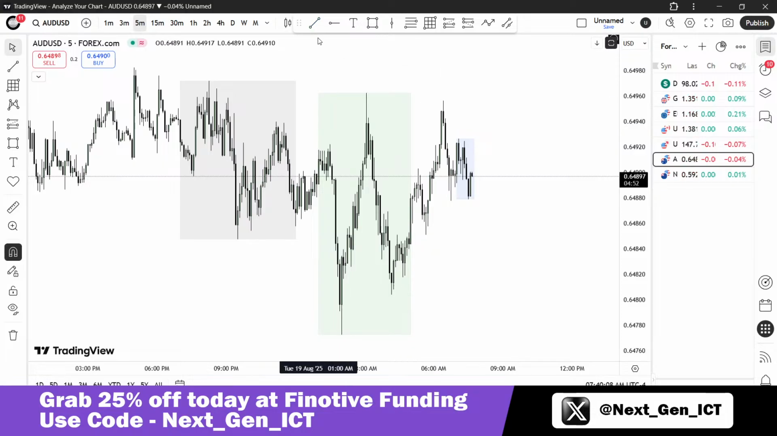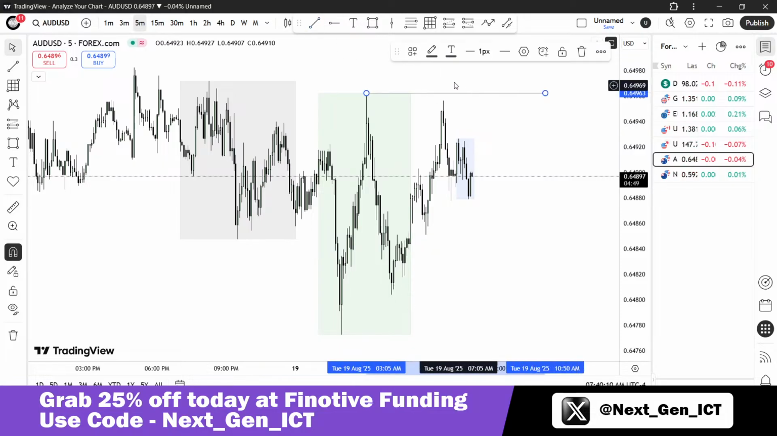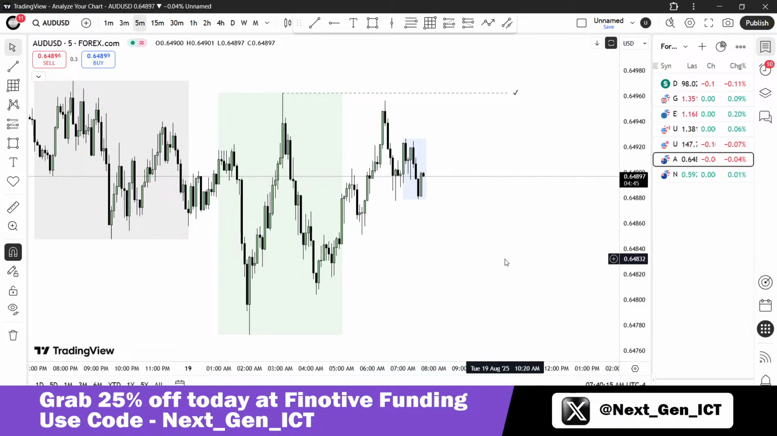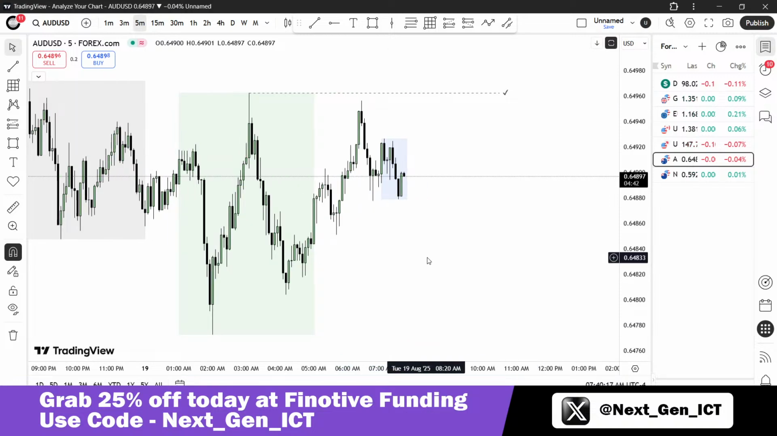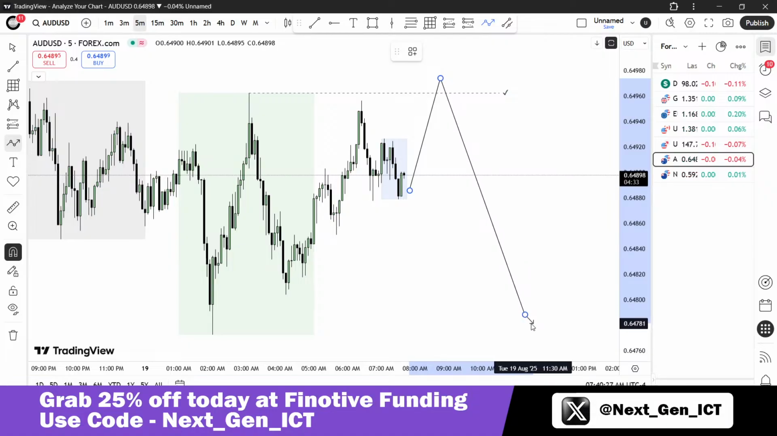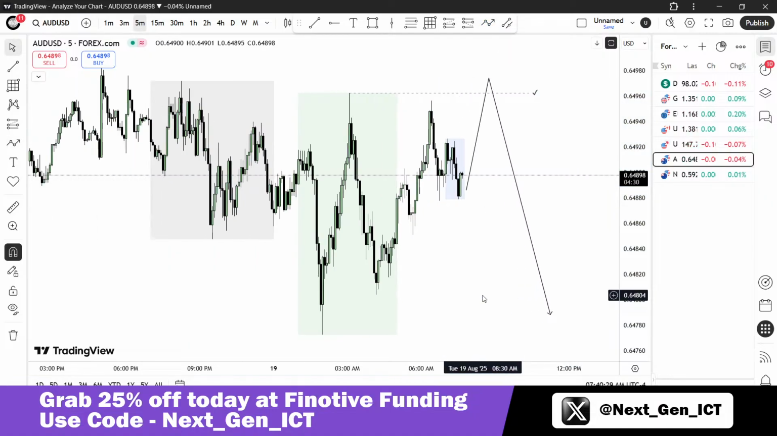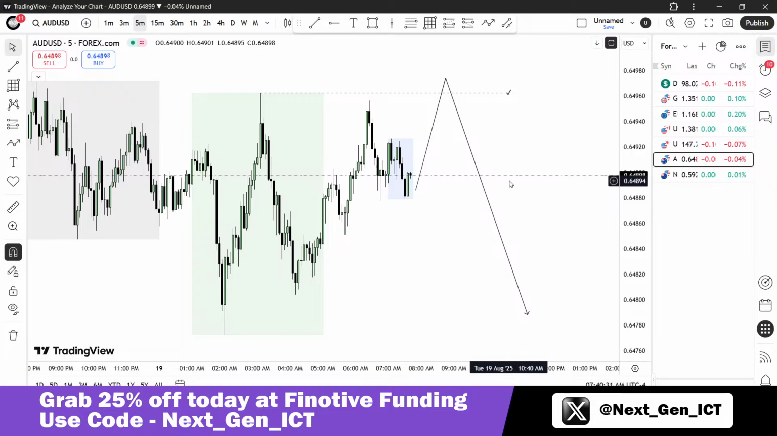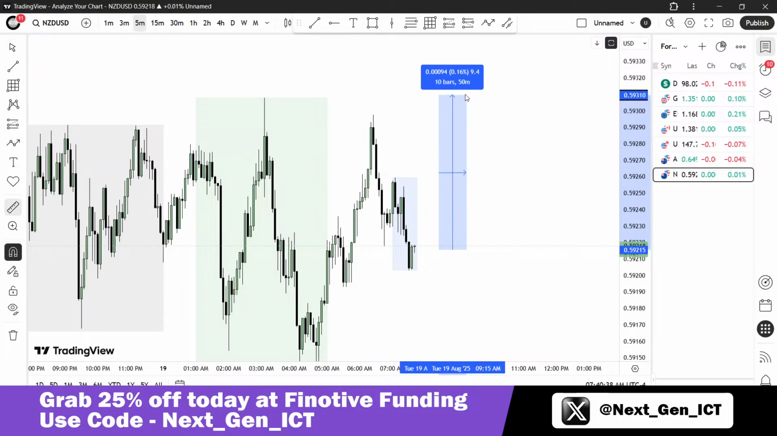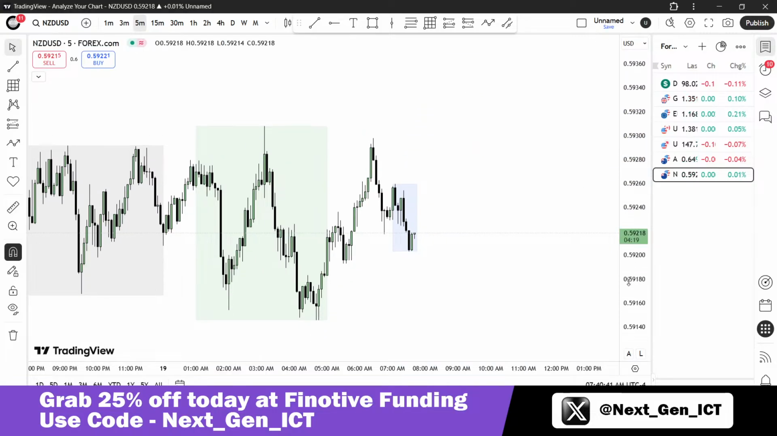Okay, for Australian dollar, I guess this high is going to be taken out, and then if it's meant to go lower, probably it will go lower from here. Probably take out that high, then it's going to continue lower. How many points is that? It's just 7 points. We take this one, I take 9 points.